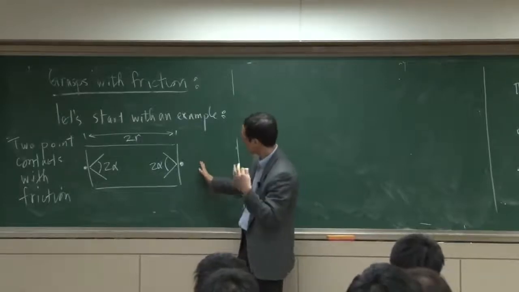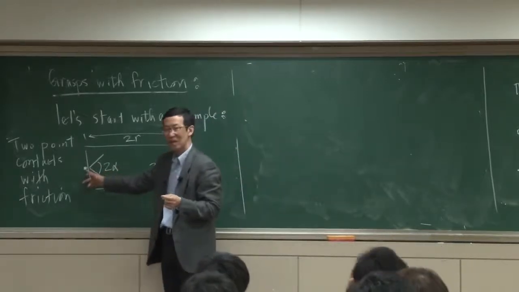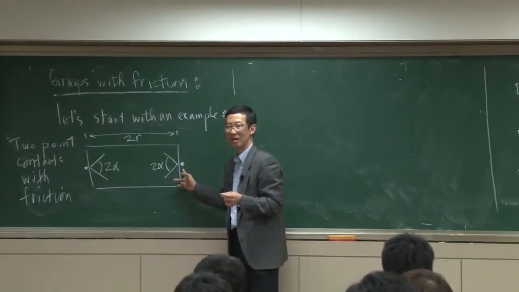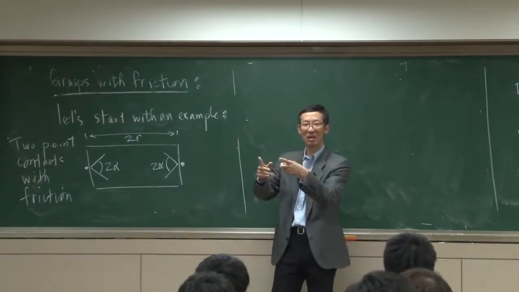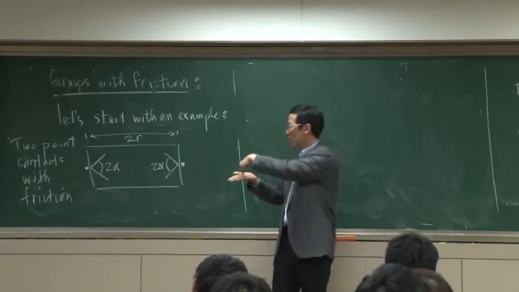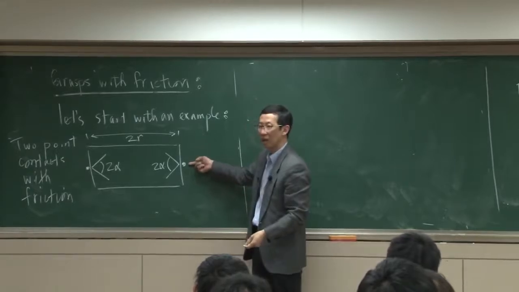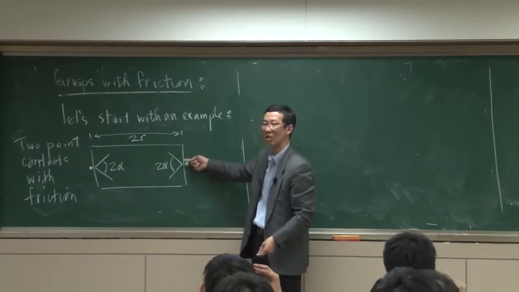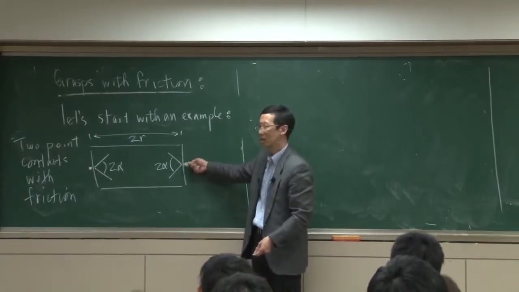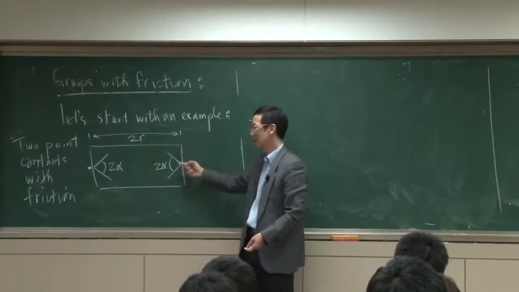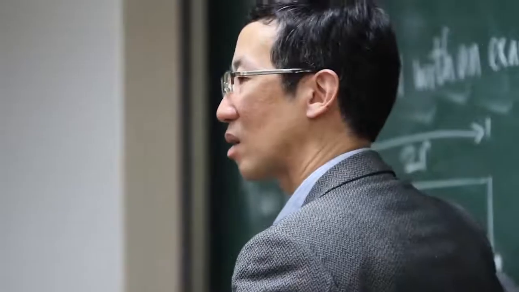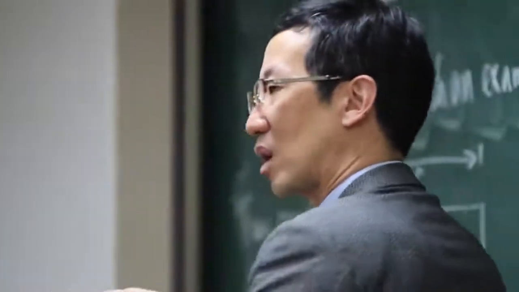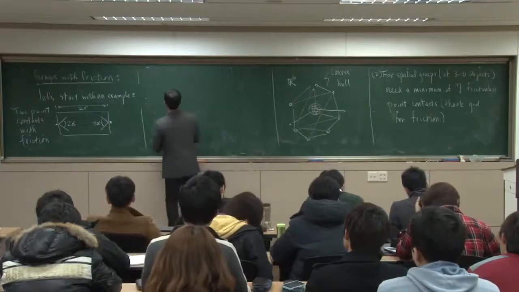Now we have to think about what kind of forces we can generate here and here. Because there's friction, we can apply forces in directions that are not normal. We can apply forces anywhere inside this cone. If we go outside the cone, it slips. But as long as it's inside the cone, it's OK. So we now have more directions in which we can apply forces.